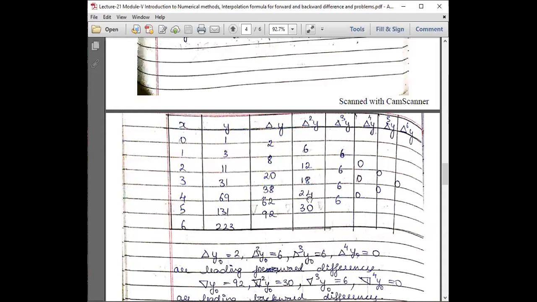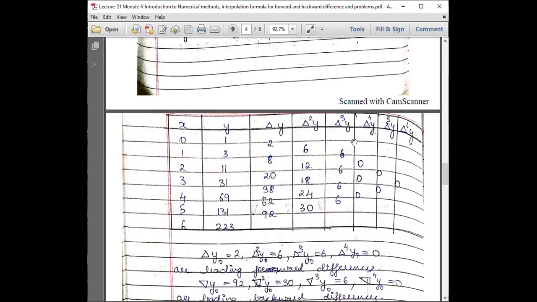As before, we go for the third order finite difference here. 12 minus 6 is equal to 6. 18 minus 12 is equal to 6. 24 minus 18 is equal to 6. 30 minus 24 is equal to 6. So this is the third order finite difference. After that, the fourth order, fifth order, and sixth order are all zero terms.